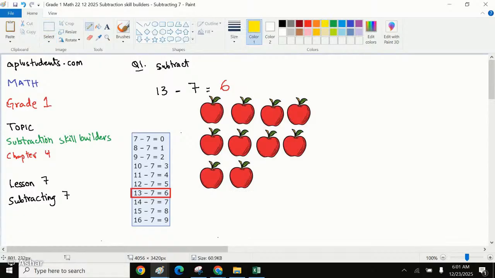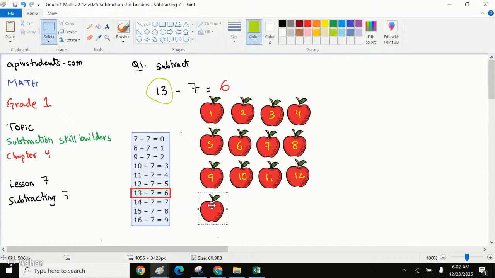If we have 13, we have first apple, second, third, fourth, fifth, 6, 7, 8, 9, and 10. That means we need 3 more apples. So this is 11. This is 12, right? But we need to find 13 apples. That means we need 1 more. So we write 13th apple over here, 13 on the last apple.